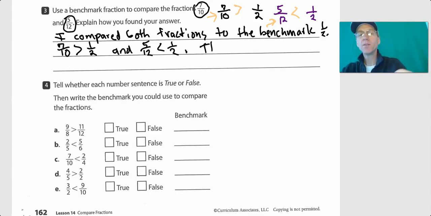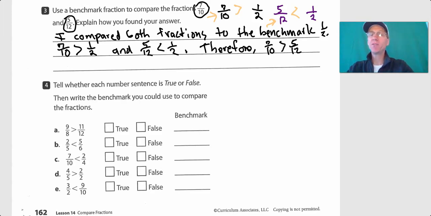Big word. Therefore, makes you sound really intelligent, which you are. Therefore, 7/10 is greater than 5/12. Remember, 7/10 is more than a half. 5/12 is less. That means 7/10 has to be more. It's also only 3 slices away from a whole pizza. Okay, and so that's helpful. And this one is 7 slices away. So that can also help us a little bit as well.